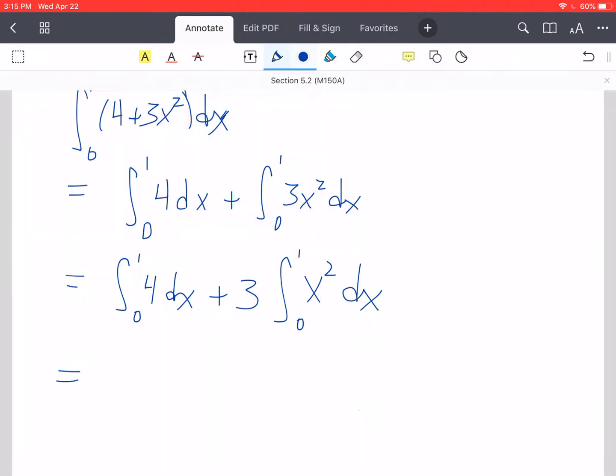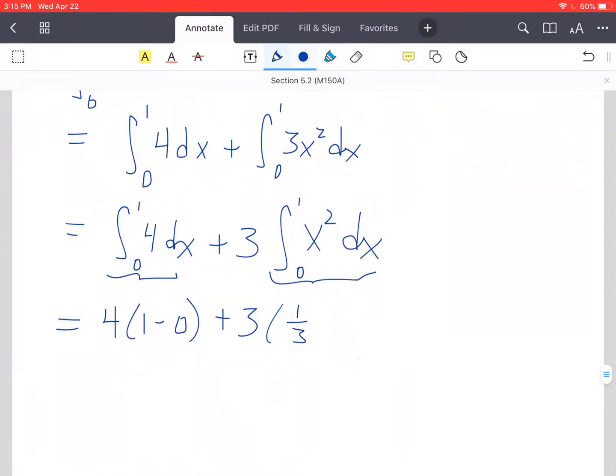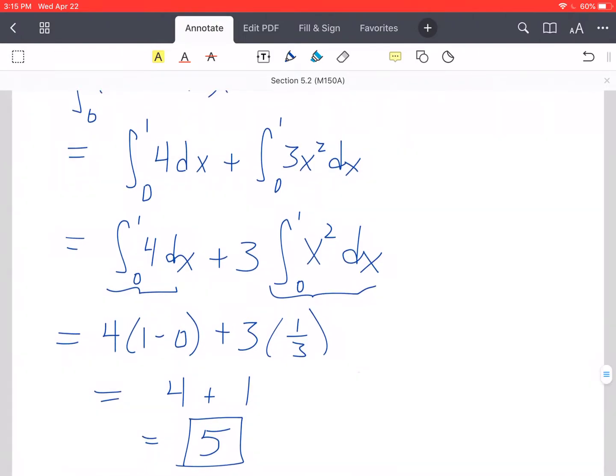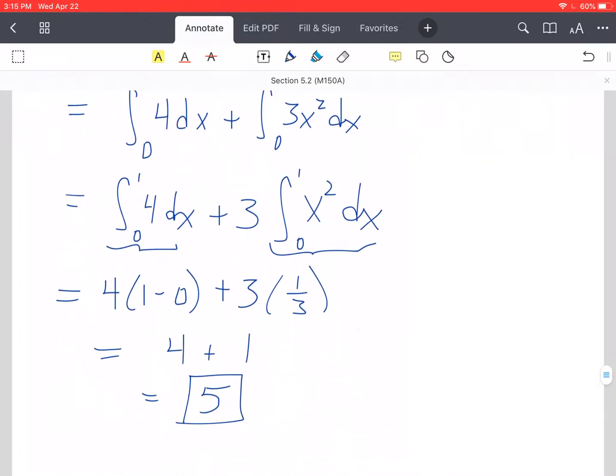And now start evaluating. The integral here, that's a constant, so that's just going to be 4 times b minus a, so 4 times 1 minus 0, plus 3 times this integral is given to us in the problem, right? That is 1/3. So just sub that in. So we get 4 plus 1, which is 5. So we were able to use that other integral to help solve this more complicated one. We got that the integral, the value, that area under the curve, is 5 for this function. Okay.